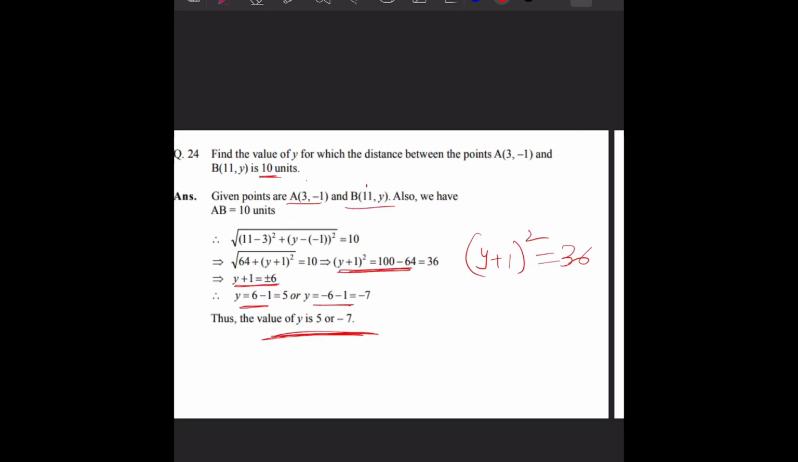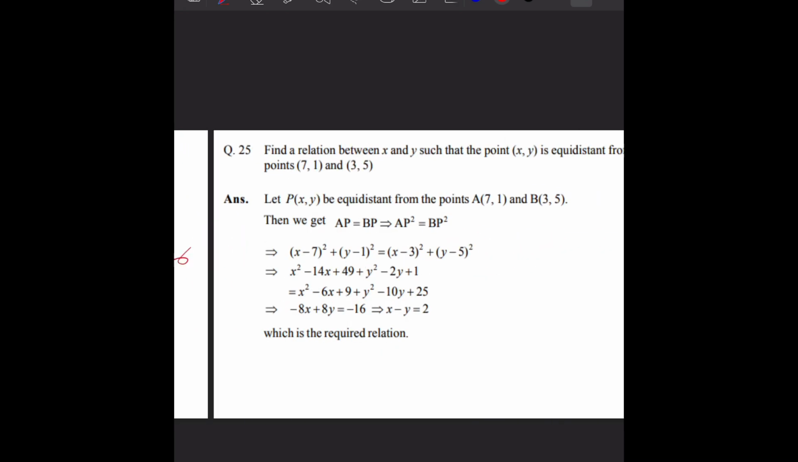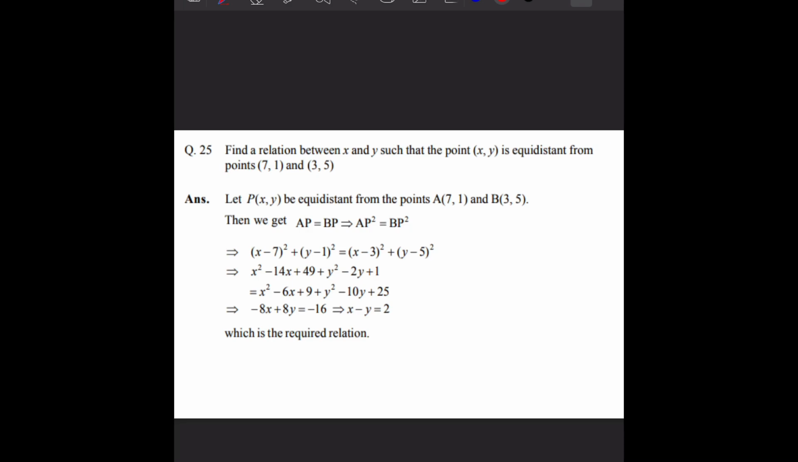Moving on to the next question, question number 25. Find the relation between x and y such that the point x comma y is equidistant from the points 7 comma 1 and 3 comma 5. What is the meaning of equidistance? The distance should be equal, right? If I consider this as a point P and we have 2 points, I'll name them A and B. Therefore, AP is equal to BP. Squaring both sides, AP square equals BP square.